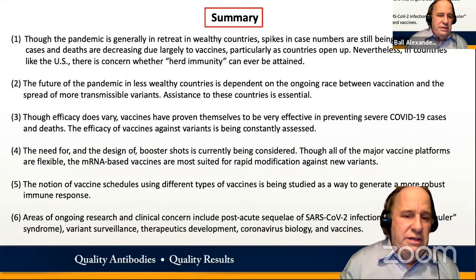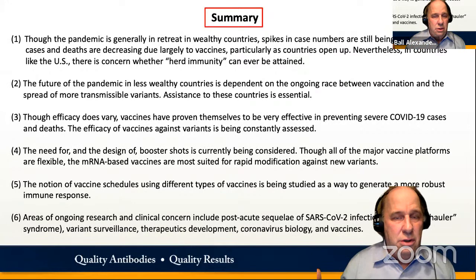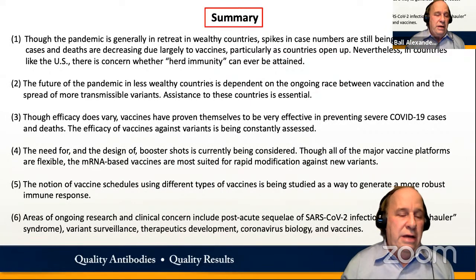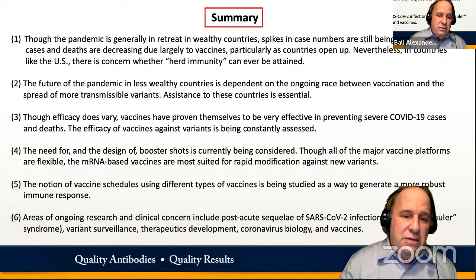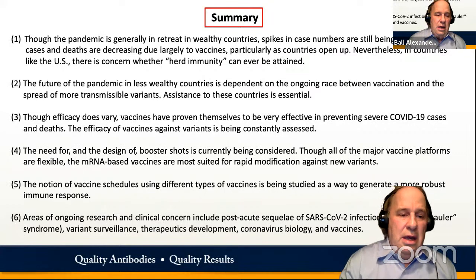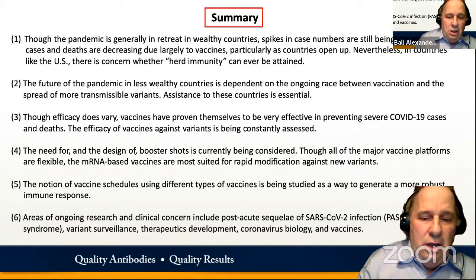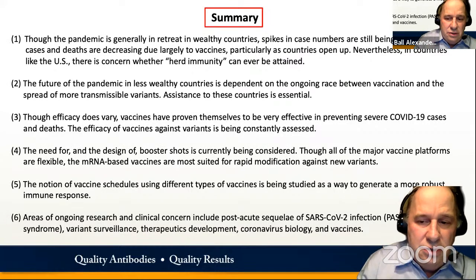The need for and the design of booster shots is currently being considered, though all the major vaccine platforms are flexible. The mRNA-based vaccines are most suited for rapid modification against new variants. But again, this can also occur with the other classes of vaccines also. So there is flexibility on the other platforms. The notion of vaccine schedules using different types of vaccine is being studied as a way to generate a more robust immune response.